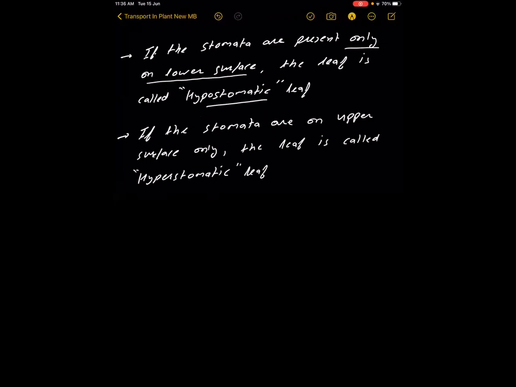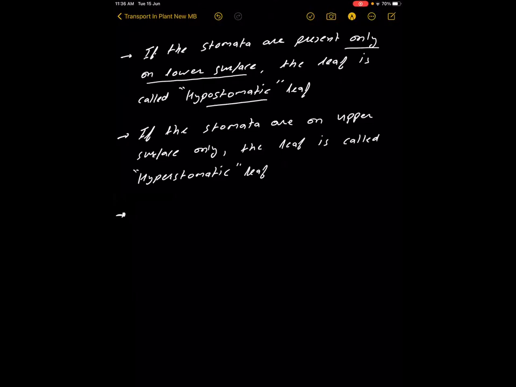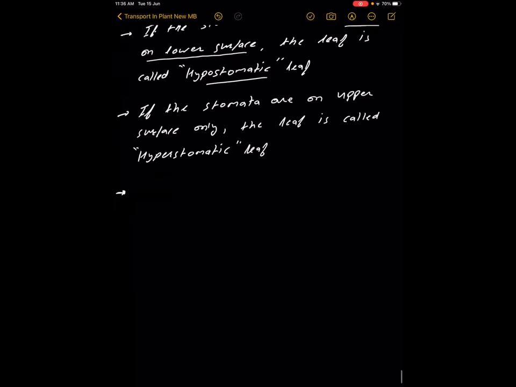Okay, hyperstomatic. If both surfaces have almost the same number of stomata, then it is not isostomatic. It is called amphistomatic. Amphi means both, two.